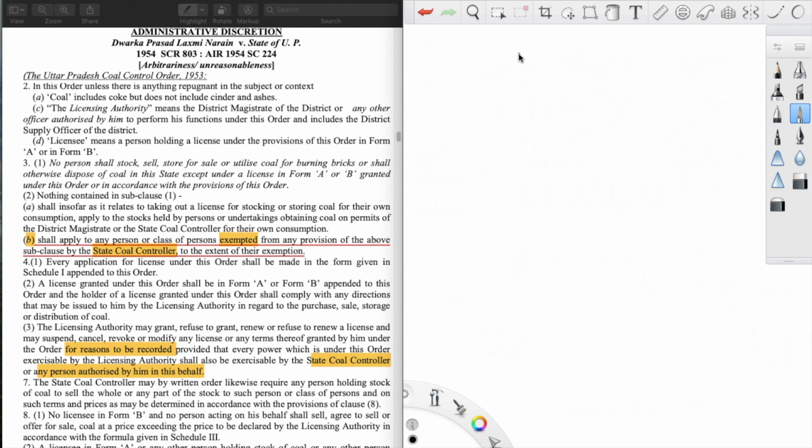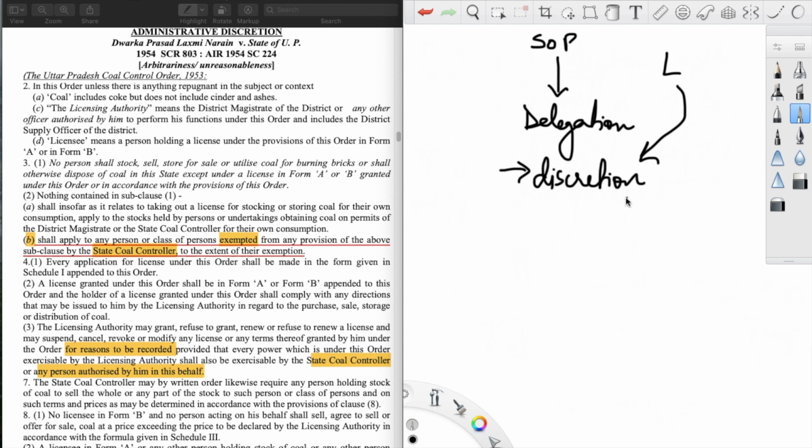So now we know that there is separation of powers and there is delegation of legislation by the legislature to the executive. Now, in cases of delegation, there are also instances of discretion, and this therefore becomes one of the topics for our discussion. Now, such discretion has also to be limited.